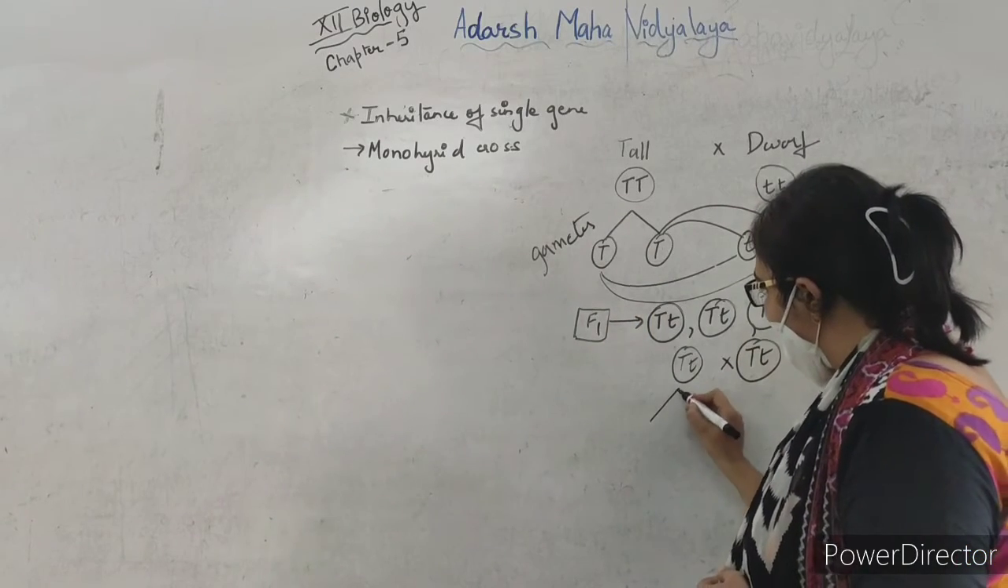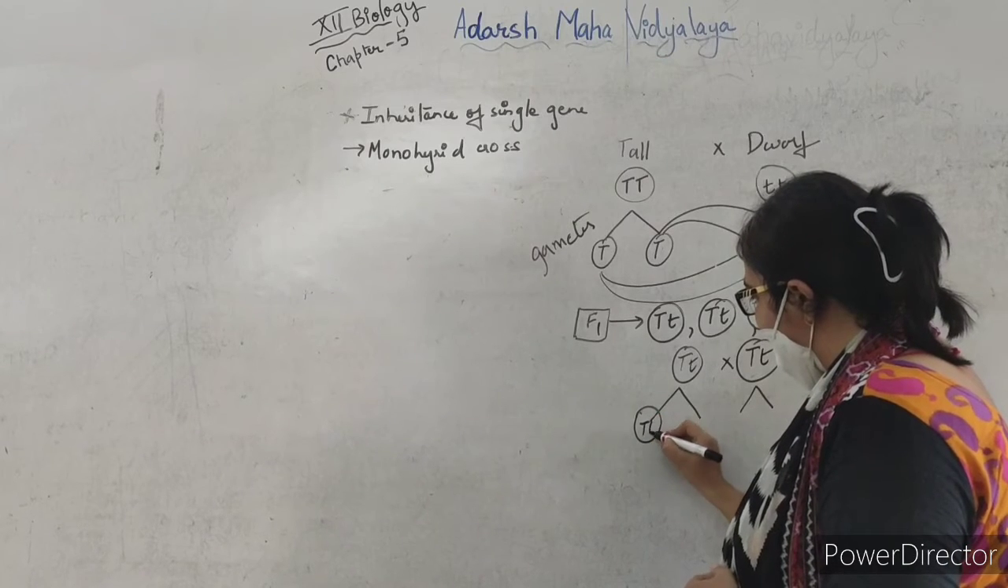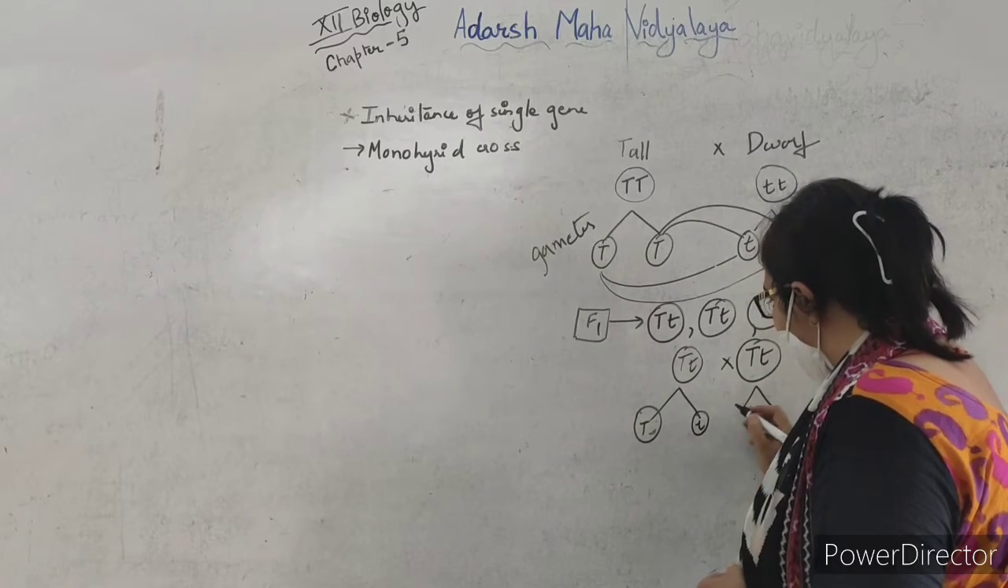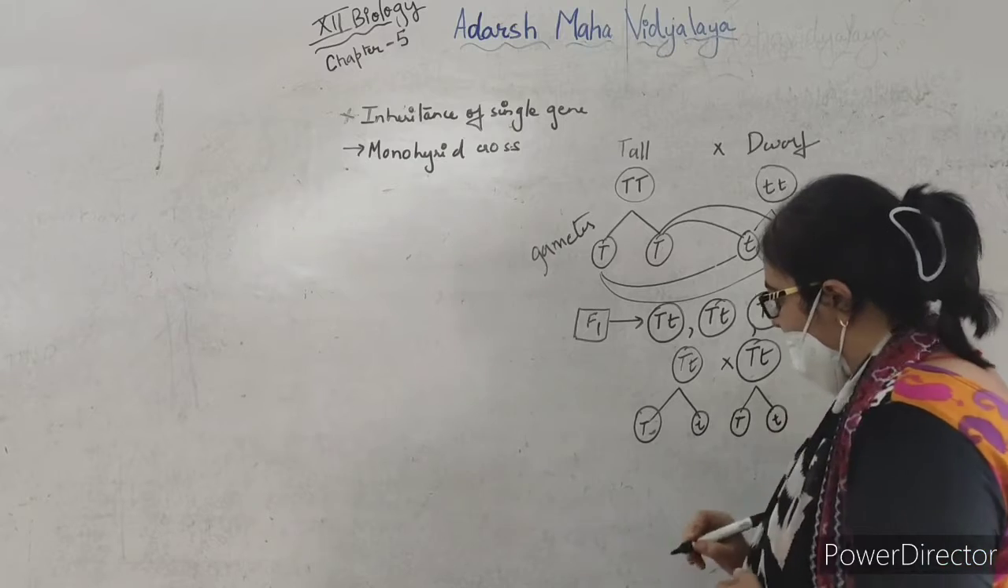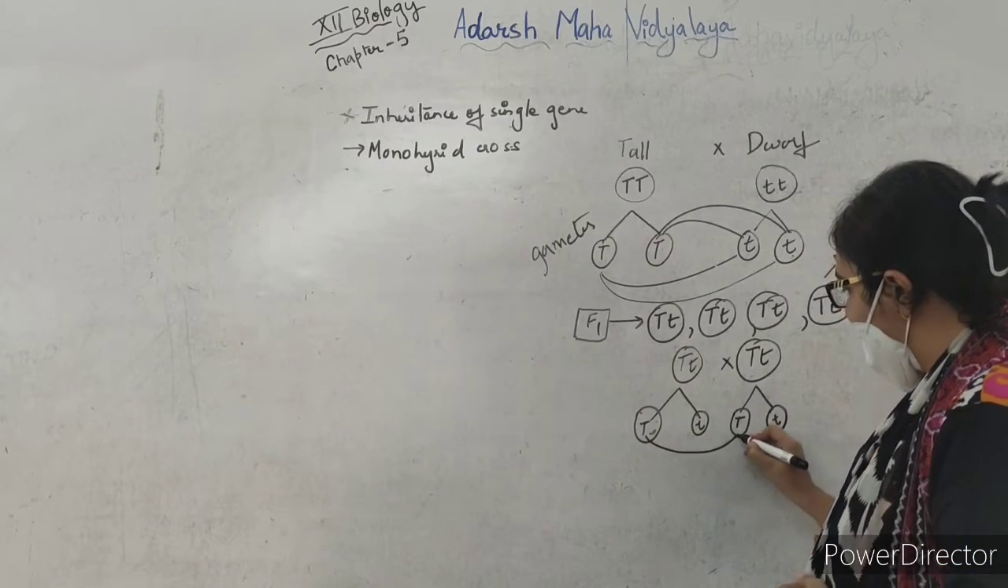So these will also produce the gametes. The gametes here will be capital T and small t, and here the gametes produced will be capital T and small t. Okay, now they will unite. This capital T will go with this capital T.